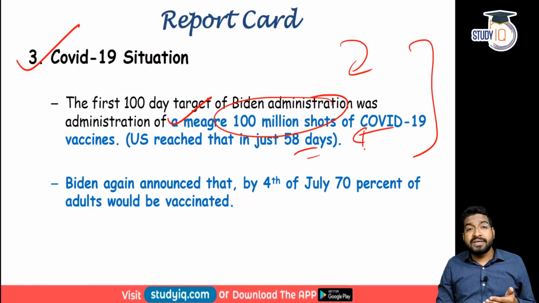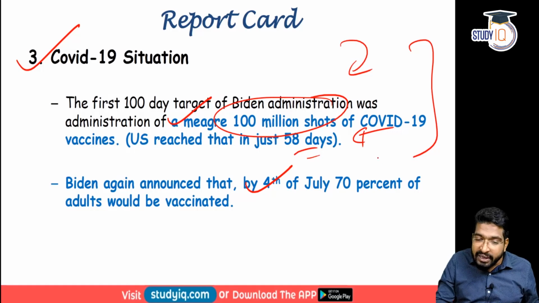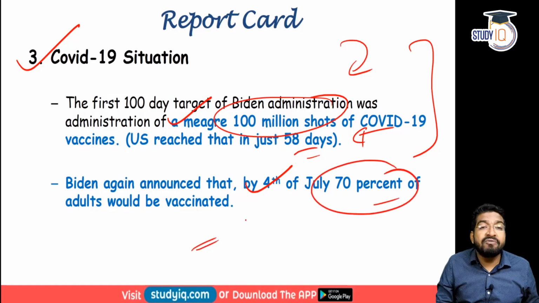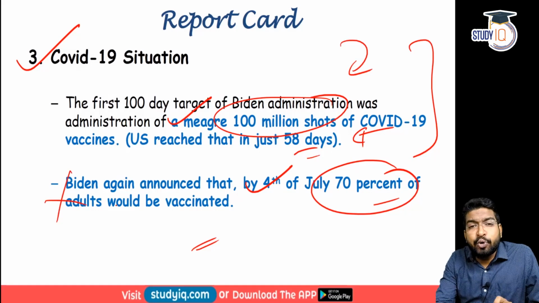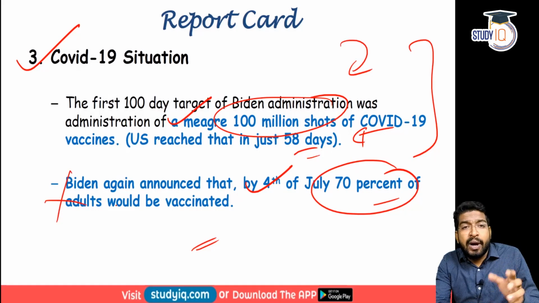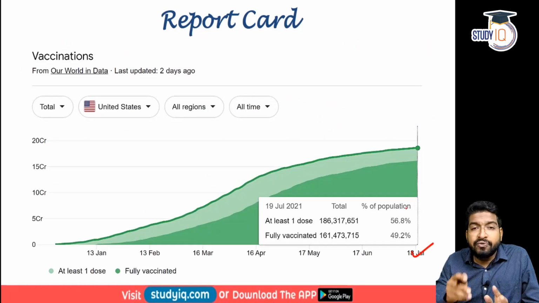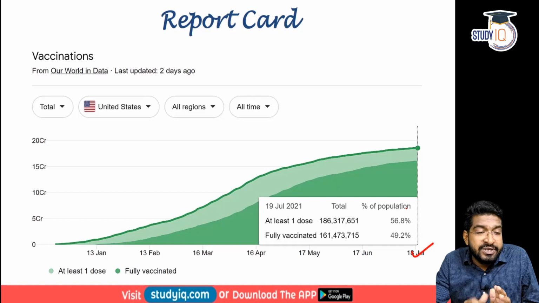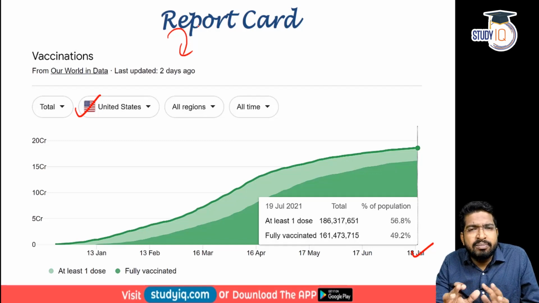So looking at this particular success, Joe Biden again announced that on the Independence Day of the USA, that is 4th of July 2021, the target would be that 70% of the adults would be vaccinated. Now, this target has not been achieved, but nonetheless, the progress has been quite commendable when it comes to handling of the COVID-19 situation. Now, these are the latest figures from July 19th. Although the data is updated 2 days ago, more or less similar numbers would be seen, plus or minus 1% error here.